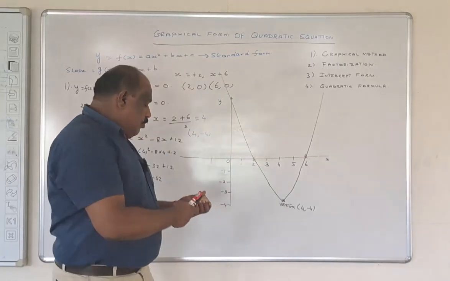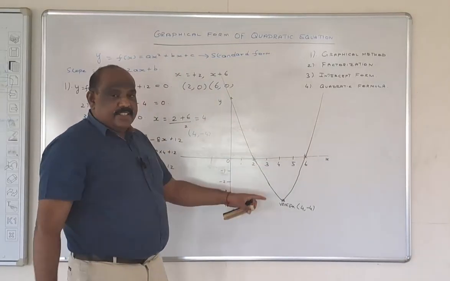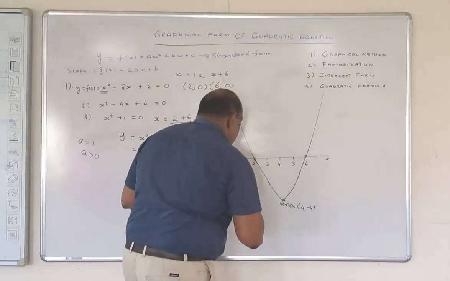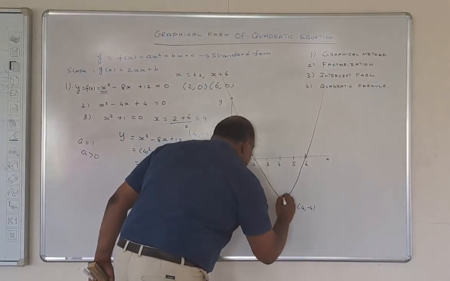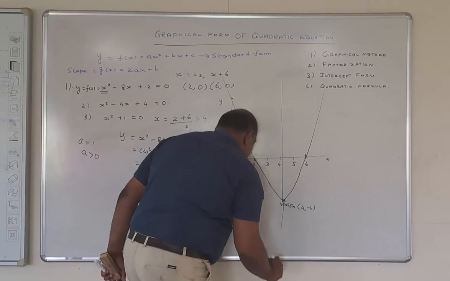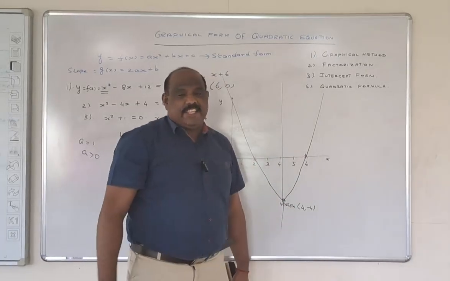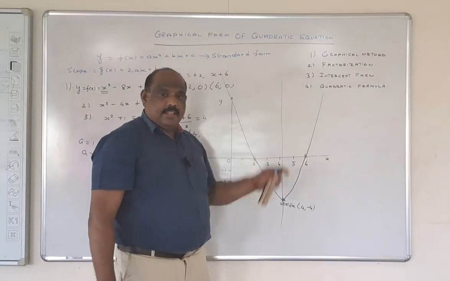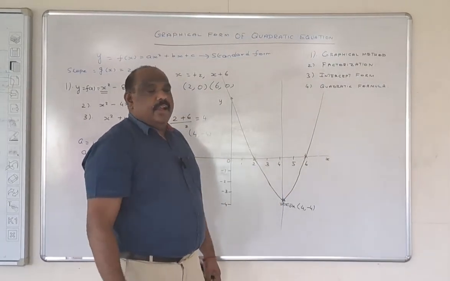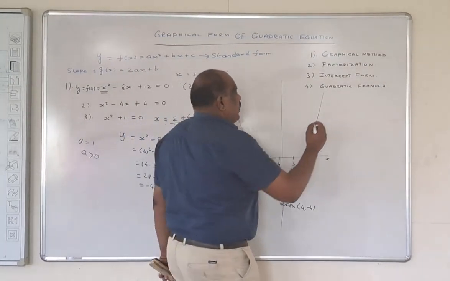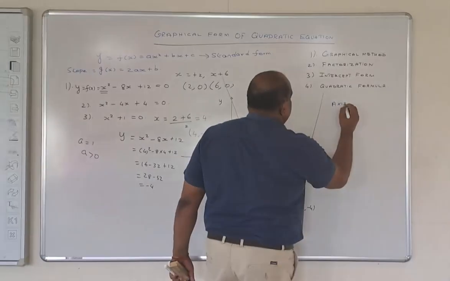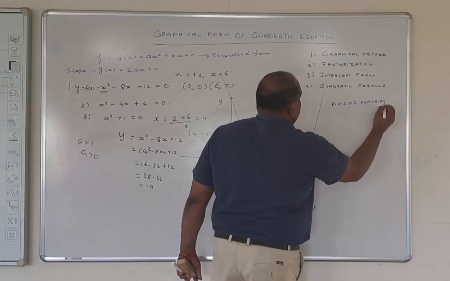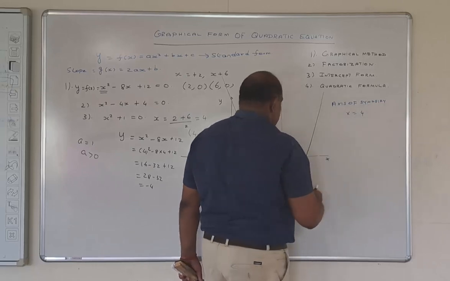So from this, one more line we can draw. What is the line we can draw in this graph? Axis of symmetry, very good. You can draw the axis of symmetry which passes through this particular point. So what is the value of x here? Now you know this is the axis of symmetry. What is the value of x here? It is 4, very good. So the axis of symmetry passes through when x equal to 4.